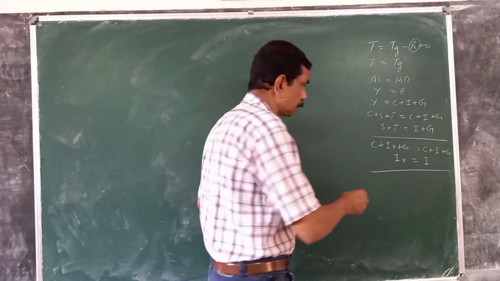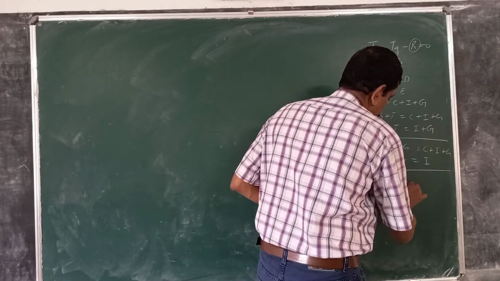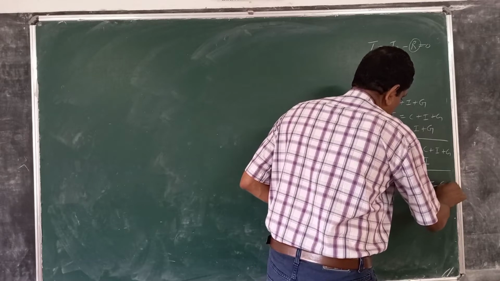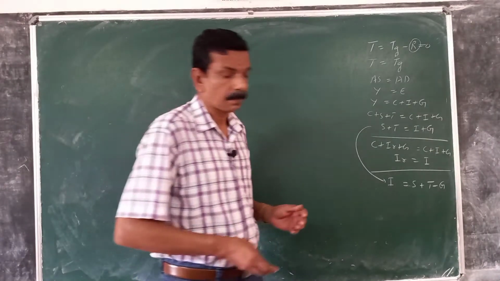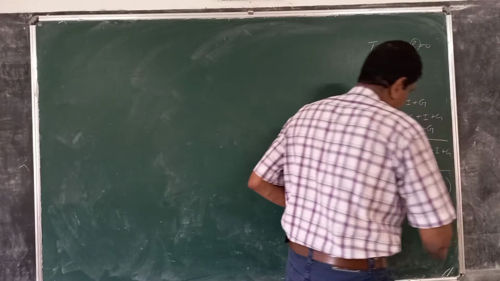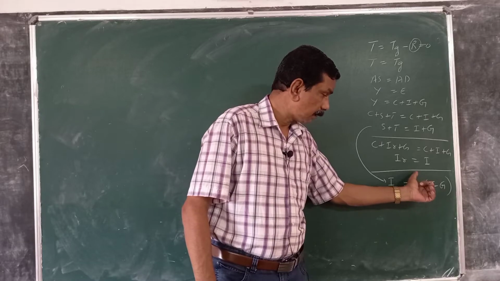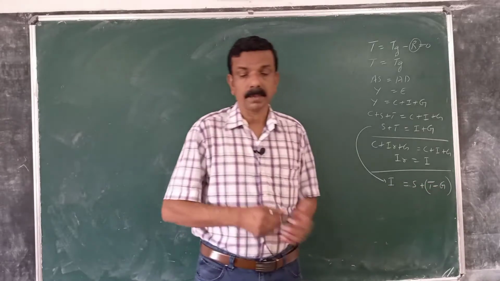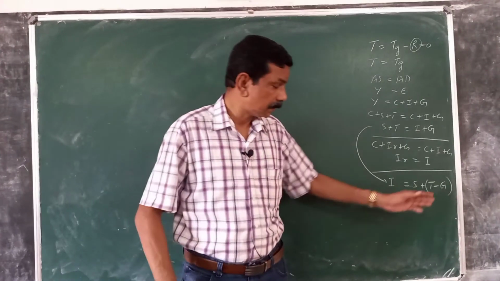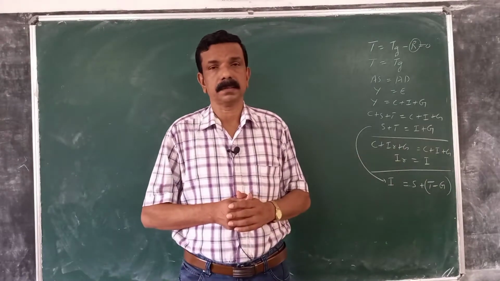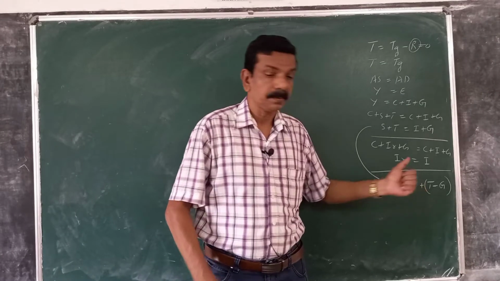This can be written also as I is equal to S plus T minus G, where I is the desired investment. Desired investment will be equal to the sum of private savings plus what is known as public saving. T minus G is public saving. If T is equal to G, the budget is balanced. In that case, desired investment is equal to actual savings by the private sector.